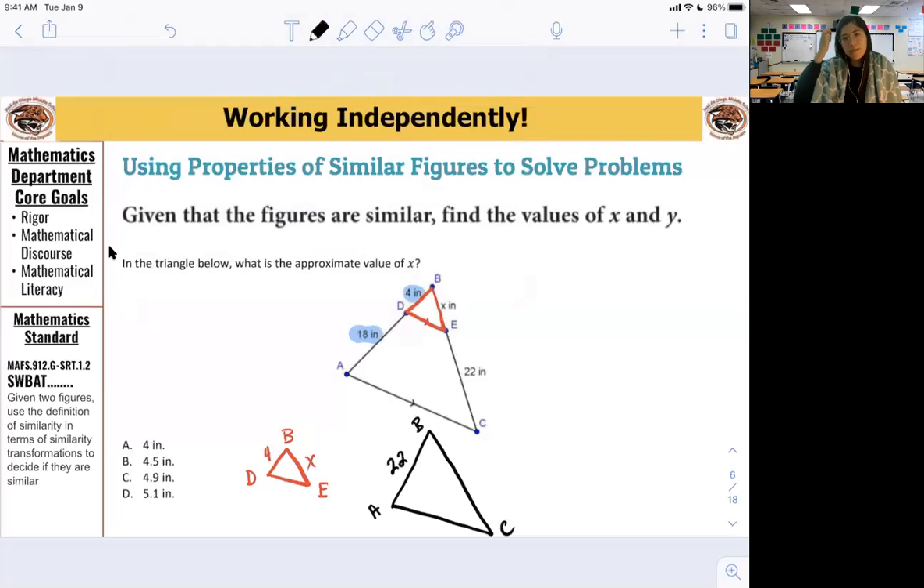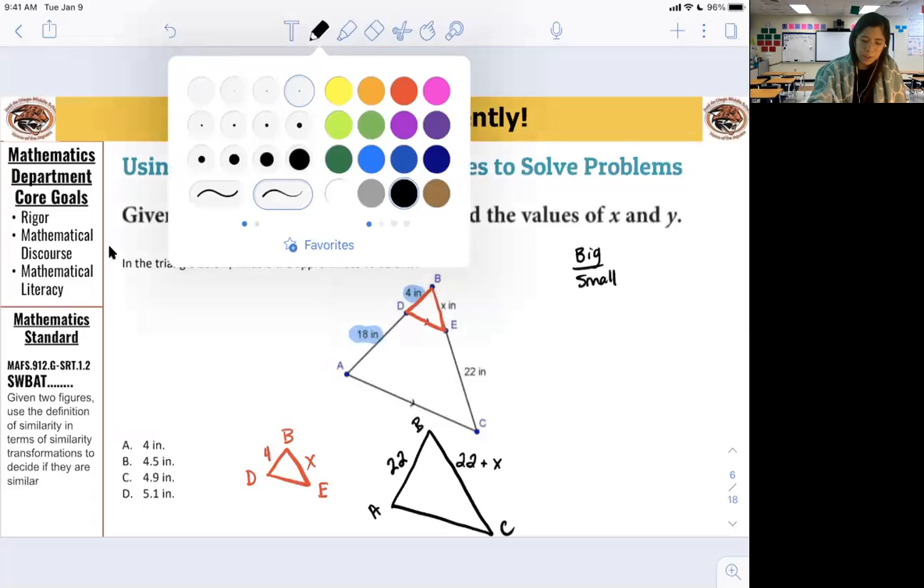What about BC? 22 plus X. Exactly. So now I have my values, and I can go ahead and set up my proportion. Let's do big over small this time. Someone tell me what to write in my proportion.